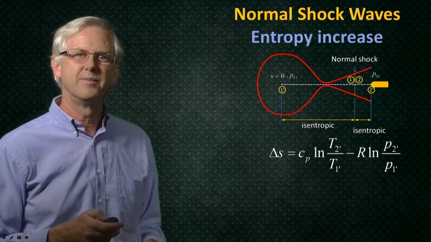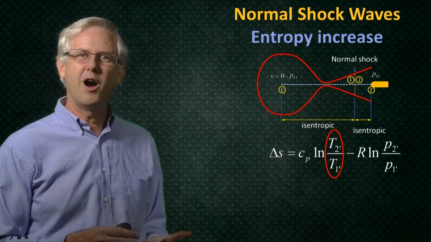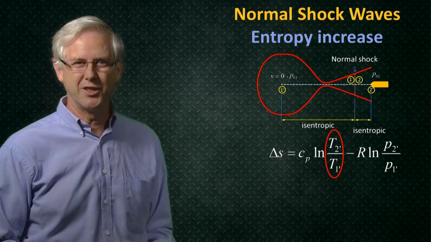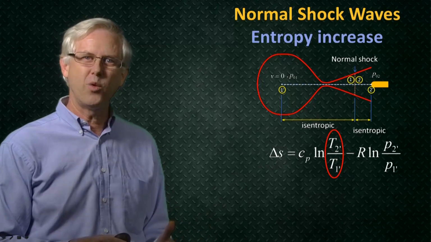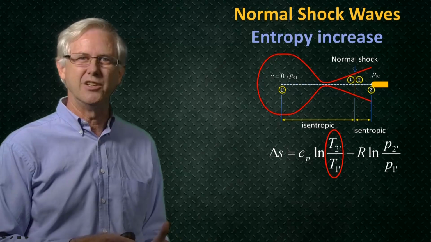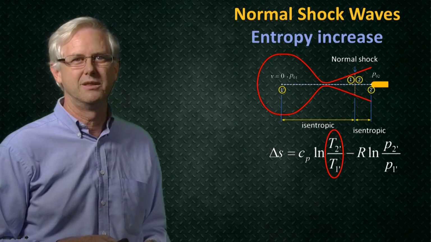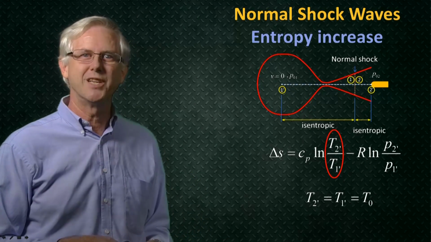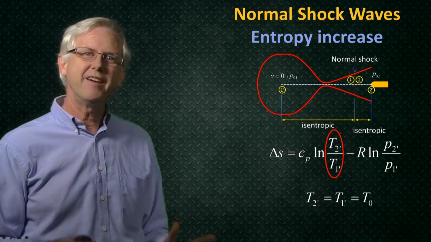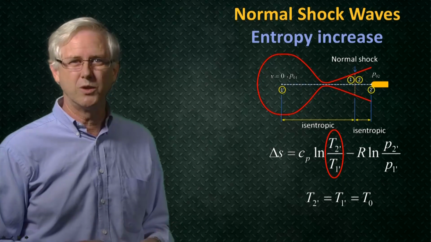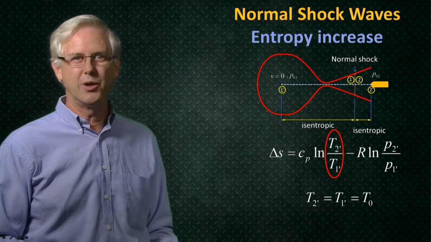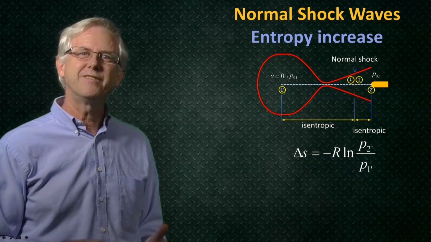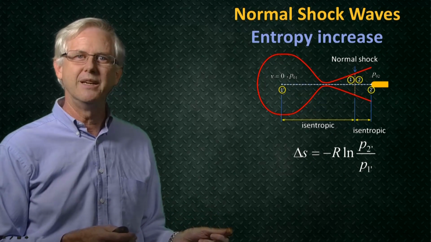Let me move on to the next page and make the sketch a little smaller. Look at the first term, T2' over T1'. Now both of these states, 2' and 1', are stagnation states. And we know that across shock waves, the stagnation temperature doesn't change under our calorically perfect gas assumptions. Therefore, T2' is equal to T1', which equals the stagnation temperature T0. Therefore, T2' over T1' is equal to 1. The natural logarithm of 1 is 0. Therefore, the first term is 0 and it drops out. So we are left with just this as the change in the entropy for our process.